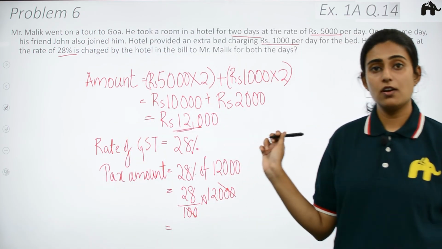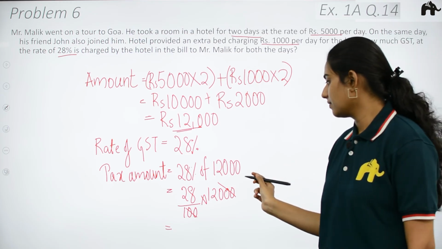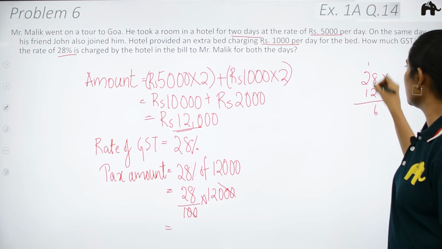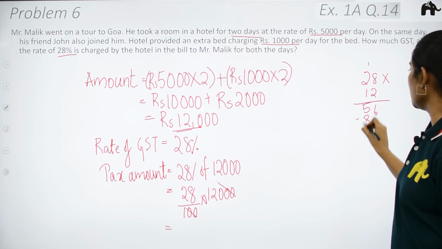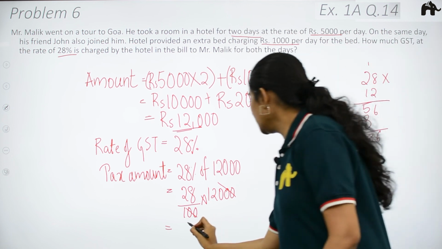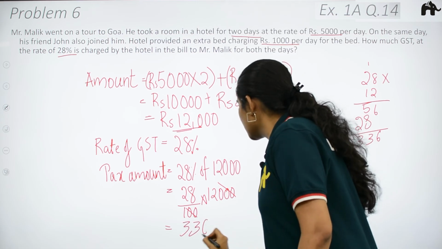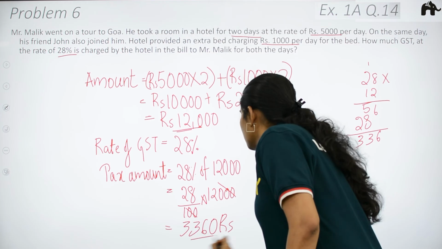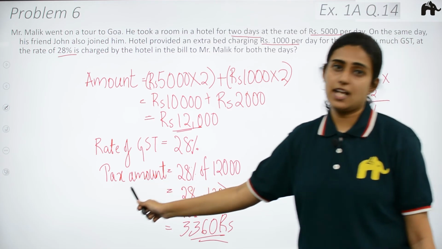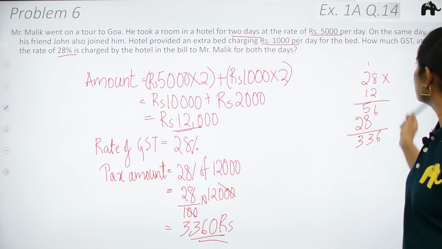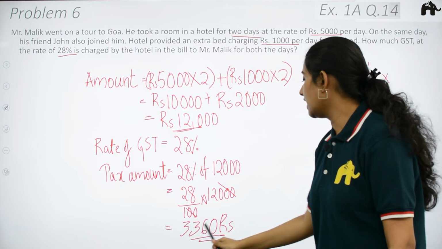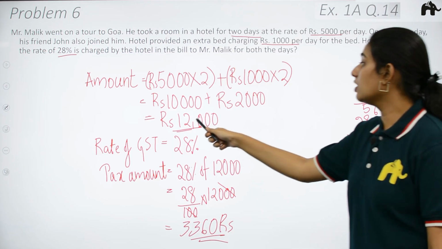28 into 120. 28 into 12, 16, 5, 8, 2. 6, 3, 3. You will be getting 3,360 rupees. Got the same answer? 3,360 rupees is the tax amount. So, Malik has to pay a tax amount, GST of rupees 3,360 along with the total 12,000 rupees.